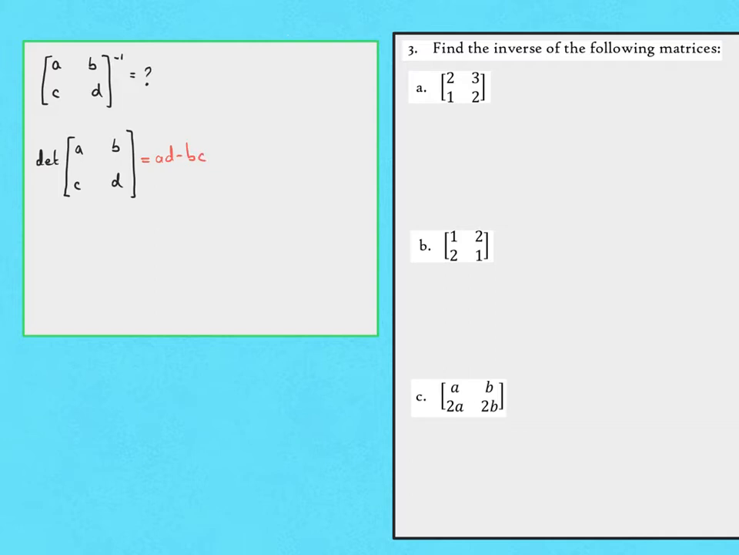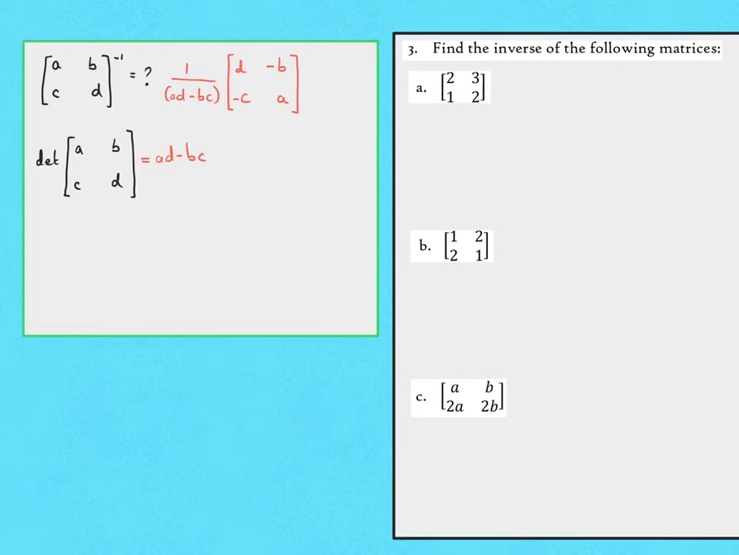Then in order to find the inverse, what we do is we divide the whole thing by the determinant, and we switch the A and the D around, and we multiply the B and the C by minus 1. So our inverse is going to be equal to 1 over AD minus BC, the determinant of the matrix, times by swapping the A and the D over, the D and the A swap places, and the B and the C are multiplied by minus 1.